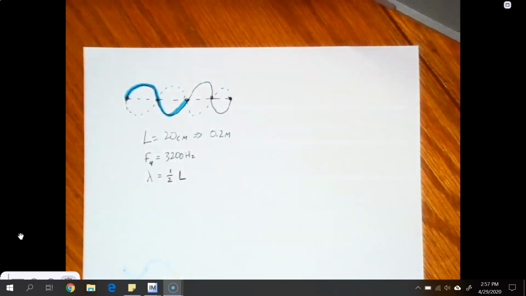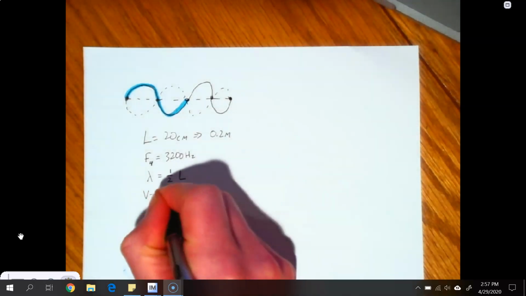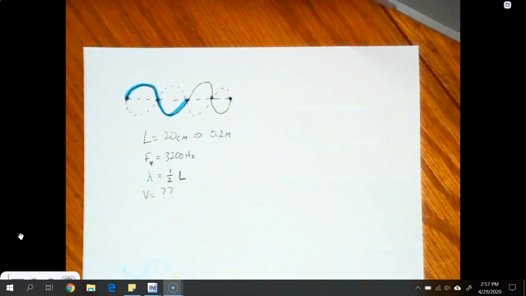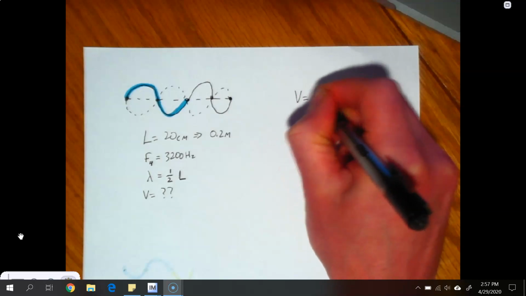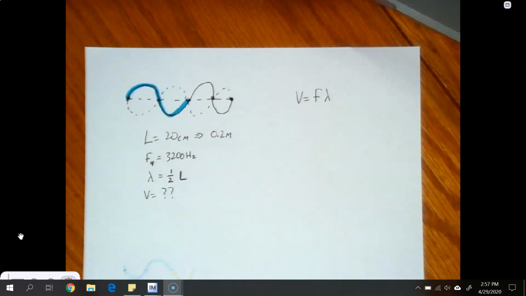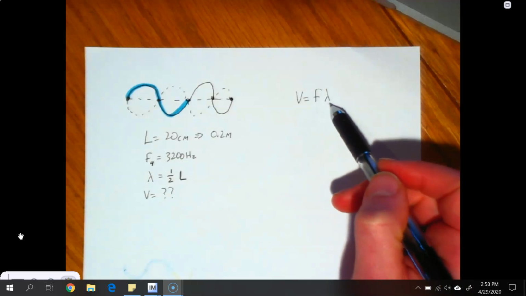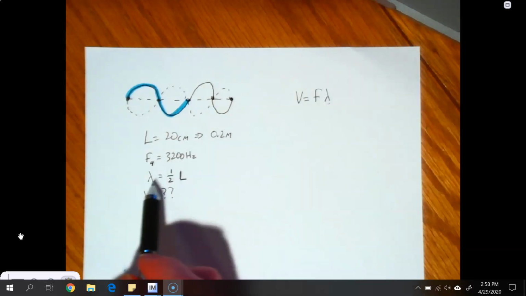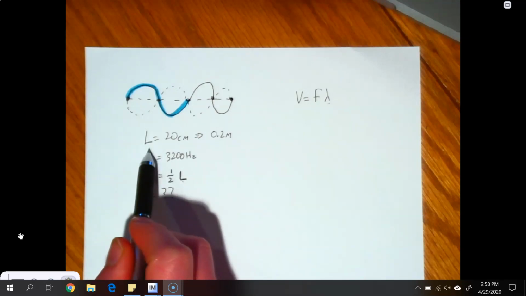Okay? Now this problem, part B, it says, well, what's the speed of the wave on the string? All right? Thankfully for us, we've got a relationship between the speed of a wave on the string, the frequency of the wave, and the wavelength. V equals F lambda. Except in this problem I don't have lambda, but I kind of do, because I have a relationship between lambda and length, and I know the length of the string.